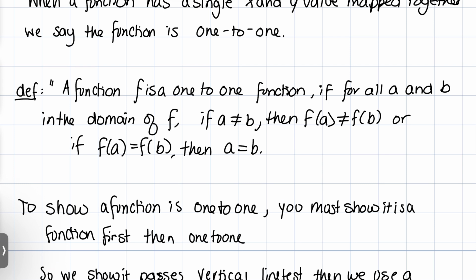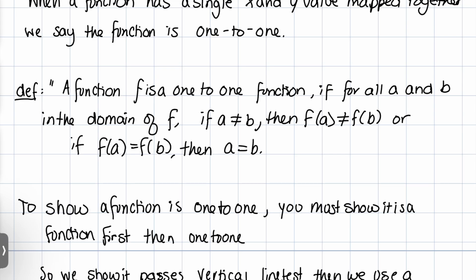Or you could say if they are equal, then A equals B. Now, it's very, very difficult to prove these kinds of mathematical statements. And so in this class, we're not really focused on math proofs, right? That's really not this course. This is a pre-calculus course. I'm trying to give you the foundational algebra skills to go on and succeed in higher level math courses. But if you were to prove that a function is one-to-one, I'm going to show you how to do so.